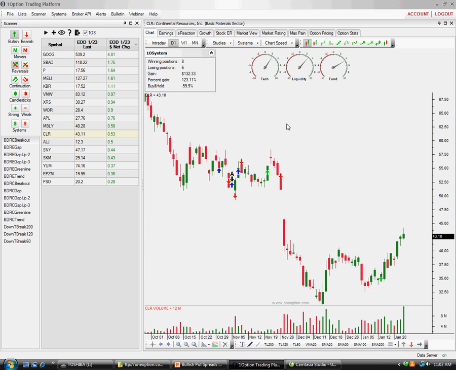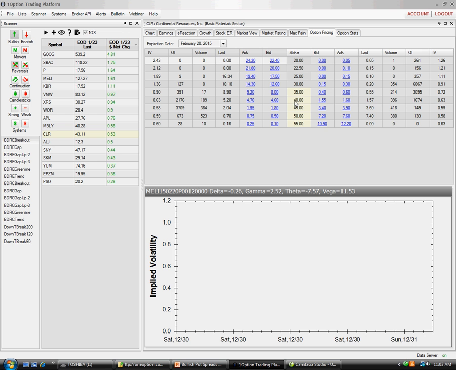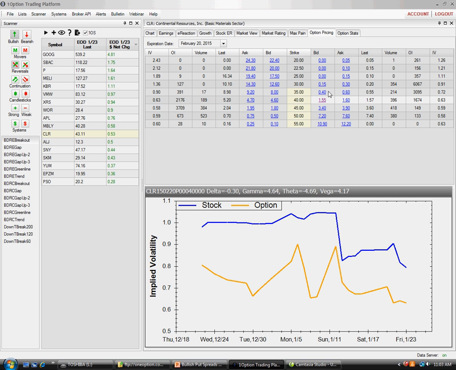Now let's take a look and see what the option implied volatilities are like. And we'll go into the FEBs. And you can see fairly tight bid-ask spreads. Option implied volatility of 70. You can see that the options spiked to about 90. So they're very, very rich.